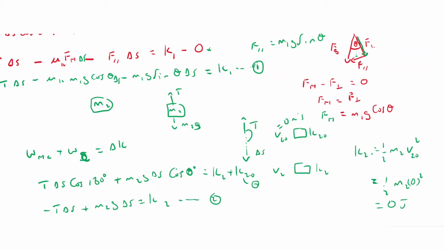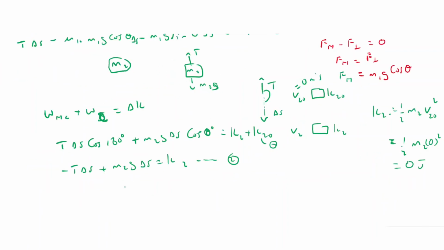All right, now I have equation 1 and equation 2, so let me write all of them. I already have equation 2, so let me write equation 1. Equation 1 is T delta S minus mu K M1 G cos of theta delta S, where cos of theta is cos of 24, but I'll just say cos of theta for now because I'm not substituting. Then minus M1 G sine of theta delta S, and this is going to be equal to K1. So this is the final kinetic energy of M1, and the final kinetic energy of M2.